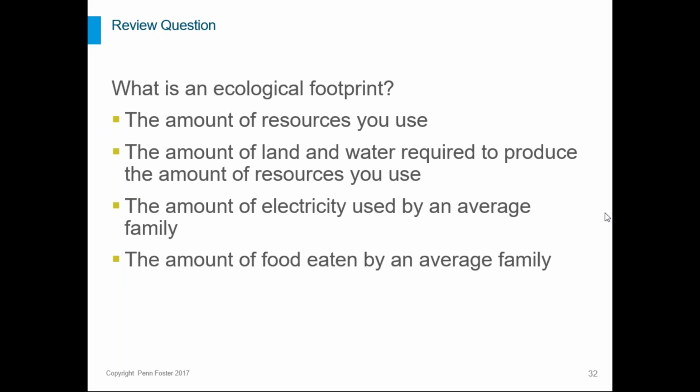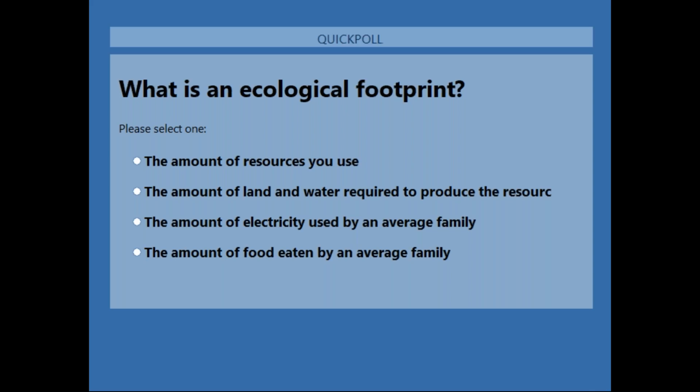And one last poll question. What is an ecological footprint? Is it the amount of resources you use, the amount of land and water that are needed to create the resources you use, the amount of electricity used by an average family, or the amount of food eaten by an average family? So we still need a few votes. I'll give you a few more seconds.